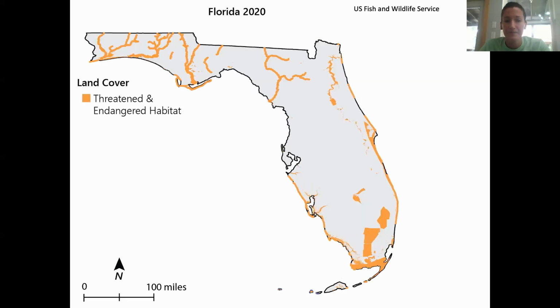Next slide. And then this is a 2020 map of the threatened and endangered habitats. And so the kids can kind of see where our urban has increased the most is where these endangered habitats are the most. So they can kind of make their predictions on what they think this data would mean to the animals.